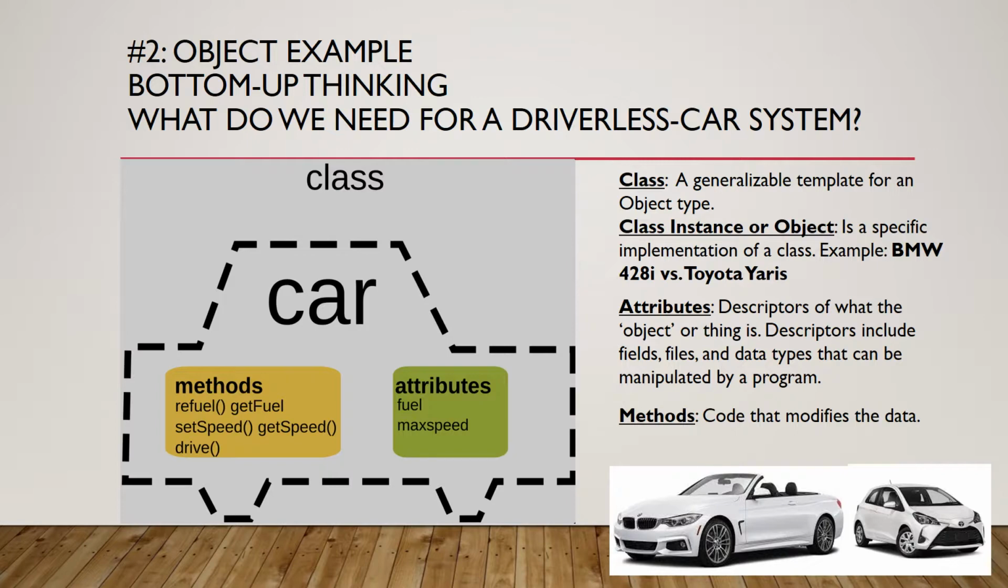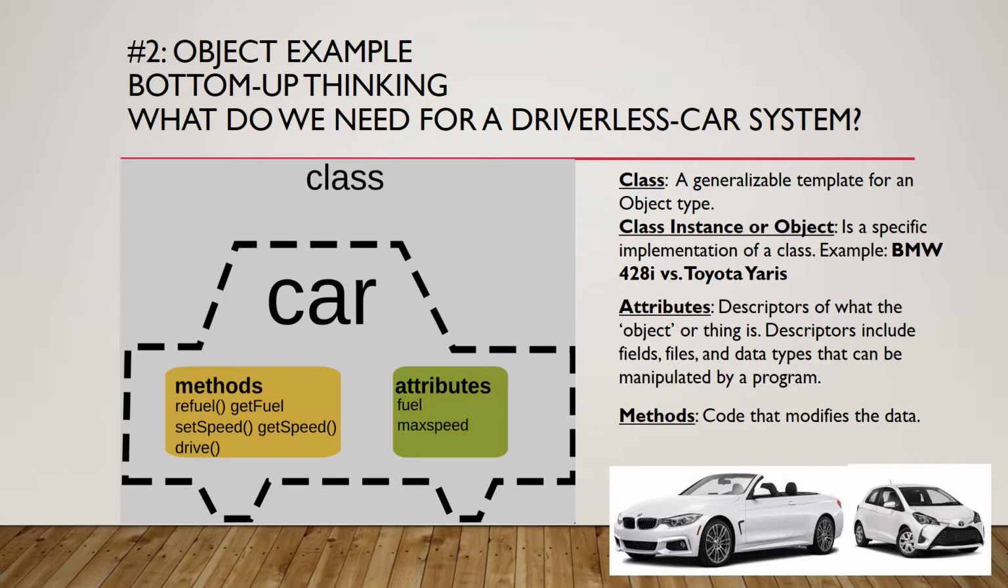Over on the right-hand side, just some of the definitions. A class is a generalizable template. The class instance or an object, and I put class instance or an object, it depends on the language that you're using, but the object instance is a specific implementation of a class. Let me say that again. An object instance is a specific implementation of a class. For example, the BMW is a specific implementation of the class called car.